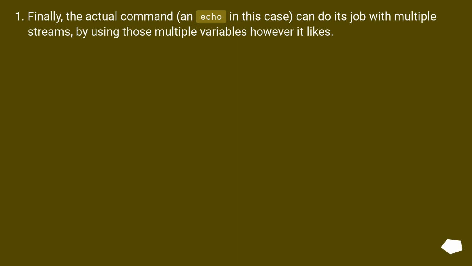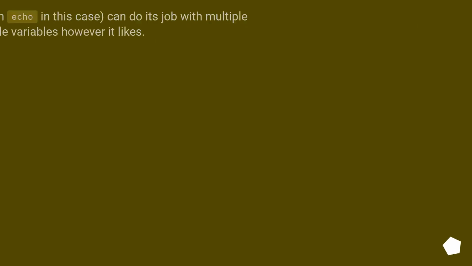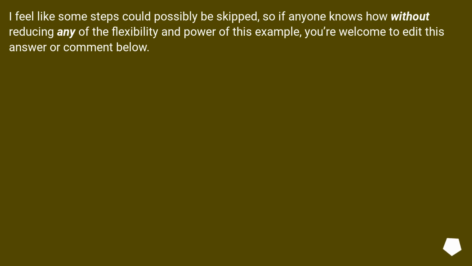Finally, the actual command, an echo in this case, can do its job with multiple streams, by using those multiple variables however it likes. I feel like some steps could possibly be skipped, so if anyone knows how without reducing any of the flexibility and power of this example, you're welcome to edit this answer or comment below.